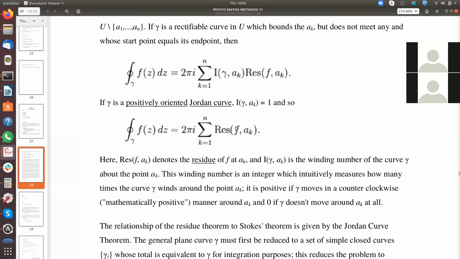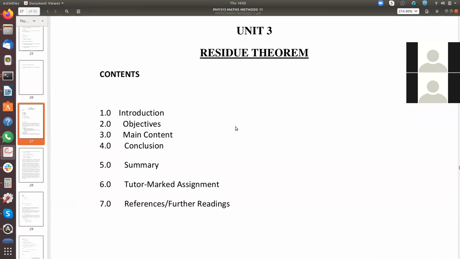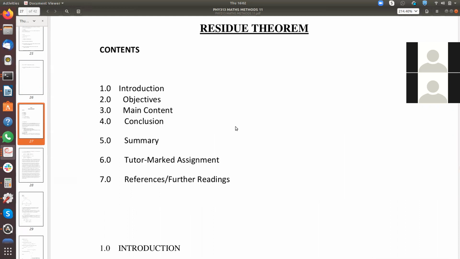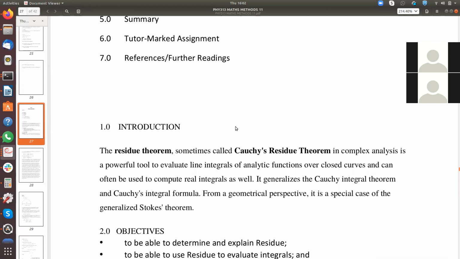Okay. In the absence of questions, let's go straight to what we are expected to discuss this week. Like I said some minutes ago, we are to be looking at the residue theorem. So the question is, what is the residue theorem?